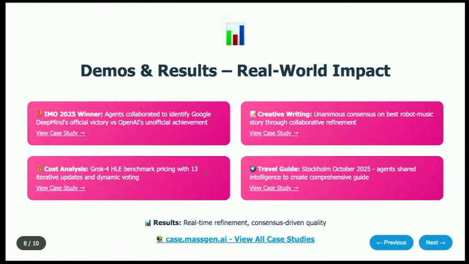We can also ask questions like a travel guide, like if I want to travel to Stockholm in October, can you provide a travel guide? Usually, a single agent will find some information, but each of them will find slightly different information, and only when you put them together, you get the best answer.